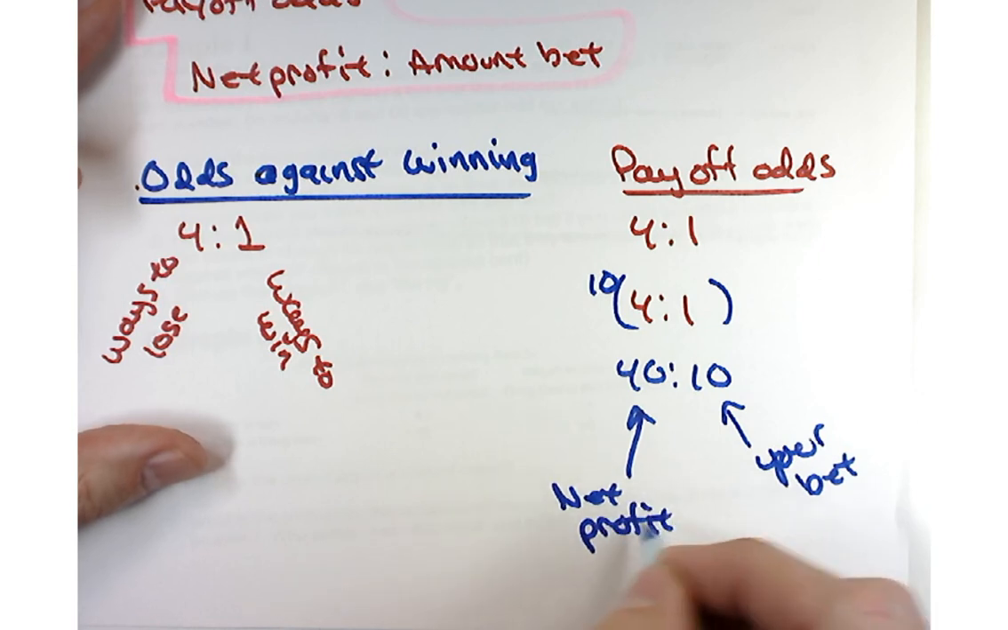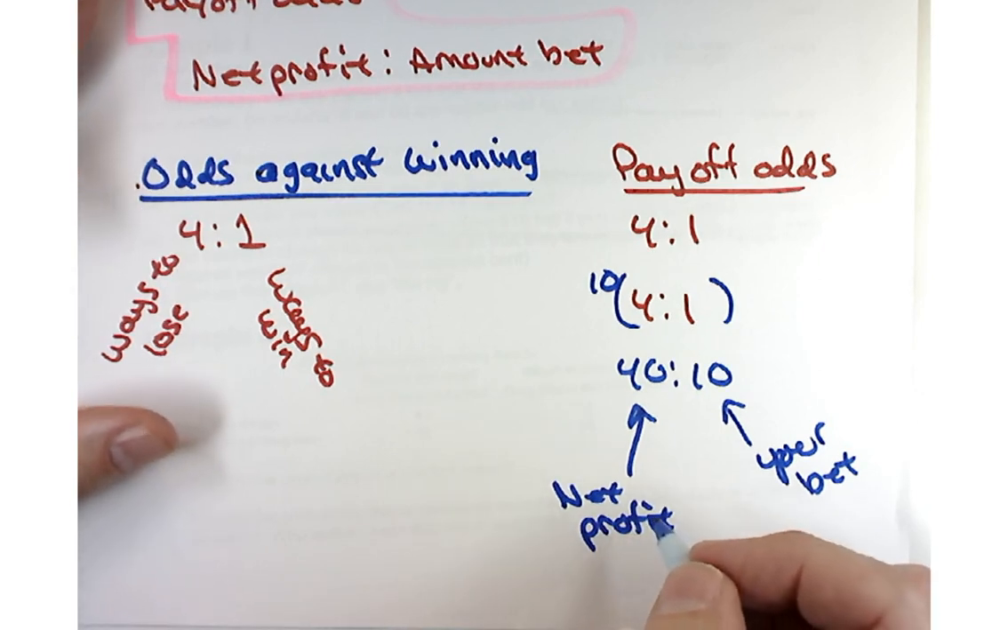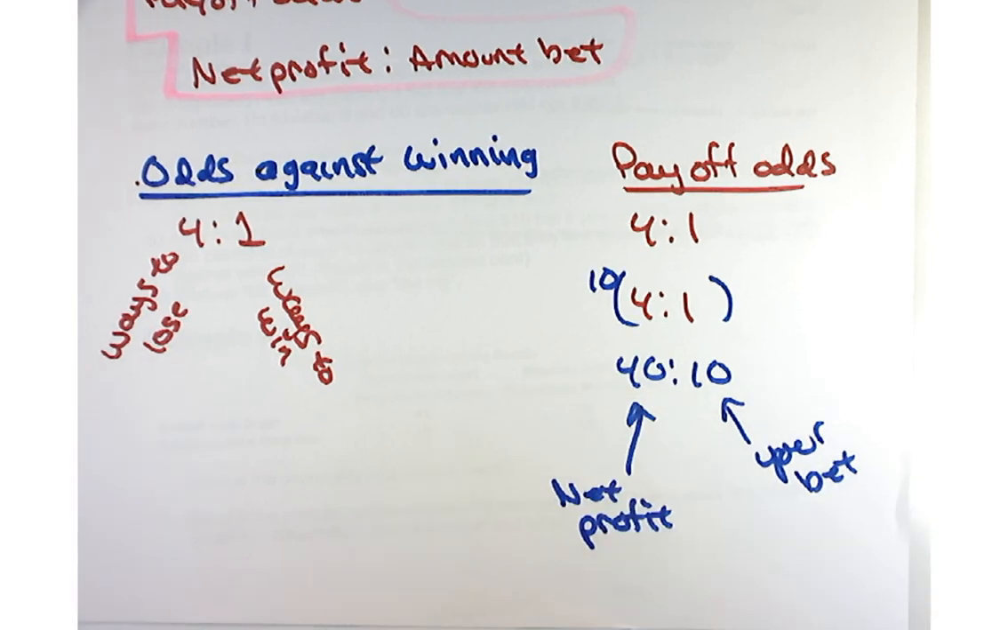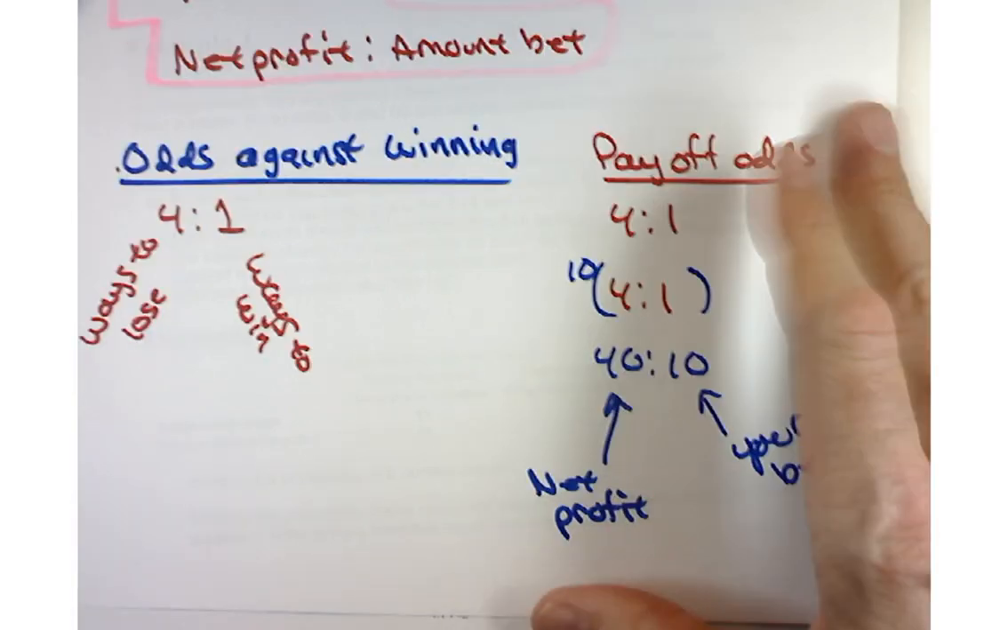So they'll actually hand you back $50, but only 40 of it will be your profit, because 10 was your original bet. So they have to give your original bet back. The rest is your profit. And that's it. That's all there is to that one.